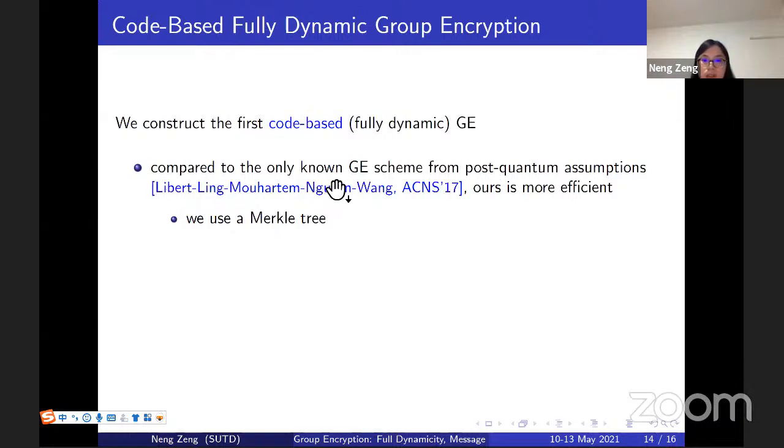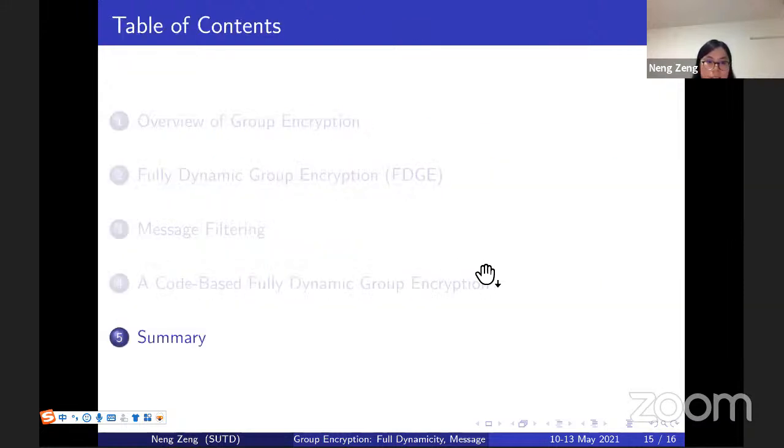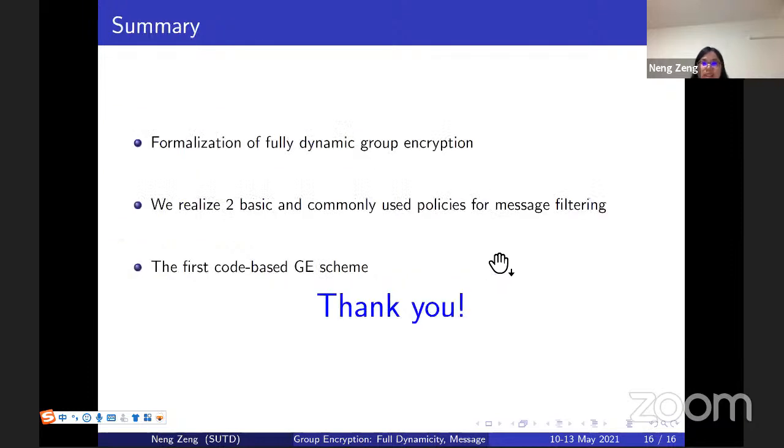Compared to the only known group encryption from lattice-based construction, ours is more efficient since we use a Merkle tree, which can be seen as a weak form of signature. But our construction is still not practical due to the involvement of heavy zero-knowledge arguments. So we have an open question: can we construct a practically usable fully dynamic group encryption scheme from post-quantum assumptions? So thank you for listening, and any questions?